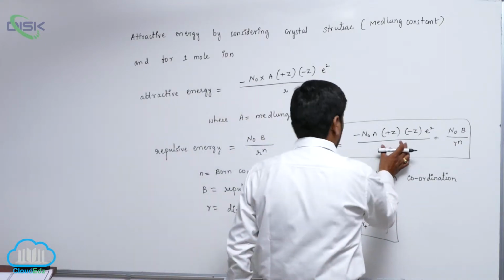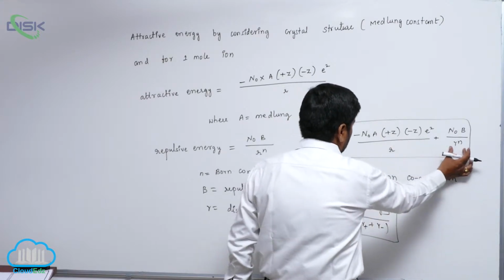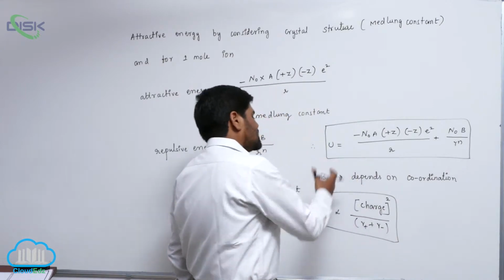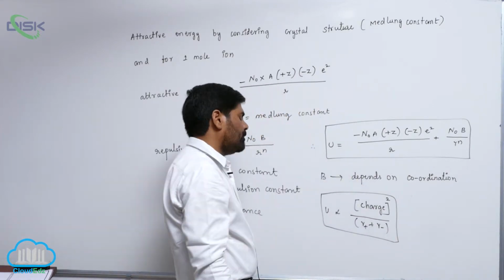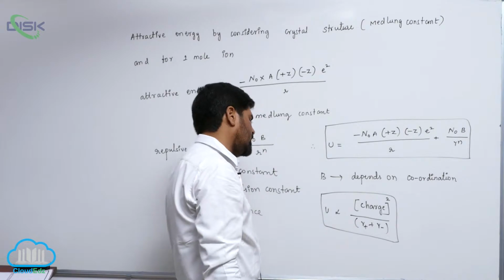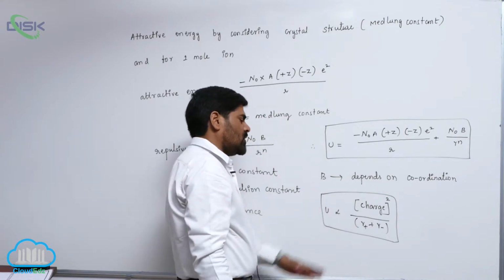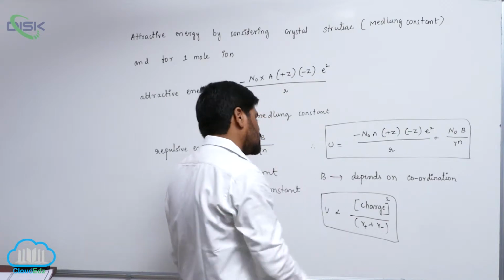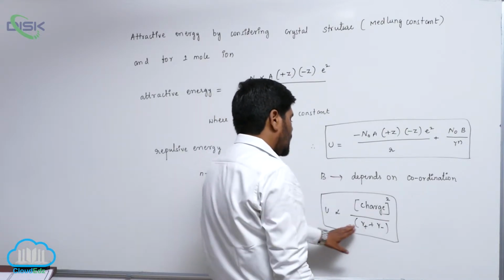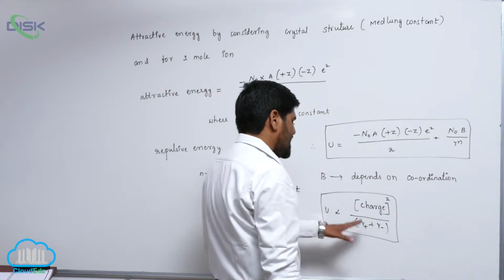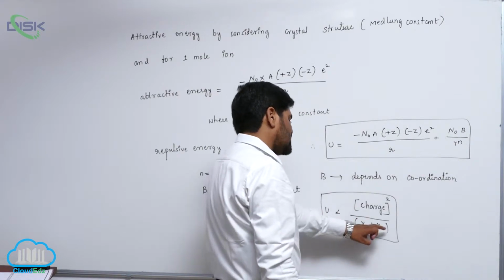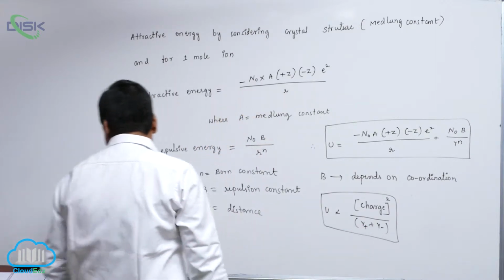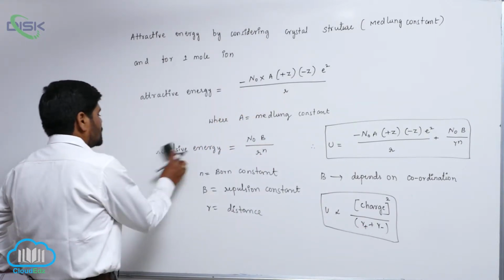this is the attractive force and this is the repulsive force. The summation of these two always gives the lattice energy. Next, U is directly proportional to the square of the charge, and inversely proportional to the distance, that is radius of cation plus radius of anion.